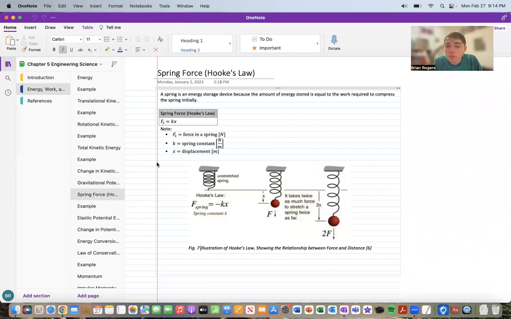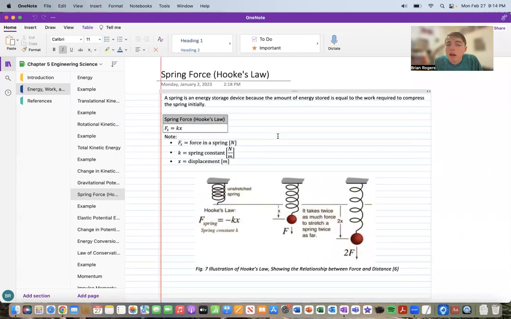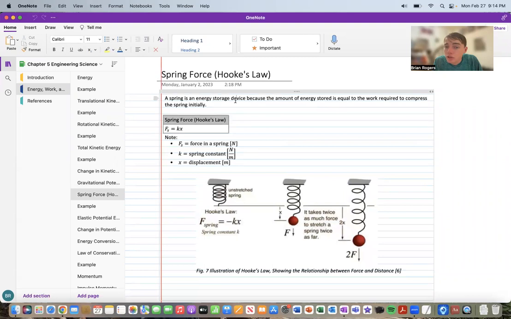Now we're going to look at spring force. A spring is an energy storage device because the amount of energy it can store is equivalent to the work required to compress the spring, because it takes work. If you squeeze the spring together, that takes work because it naturally wants to balance out. It will start to go back and forth until it reaches a state of equilibrium. So a spring can store energy if you compress it.